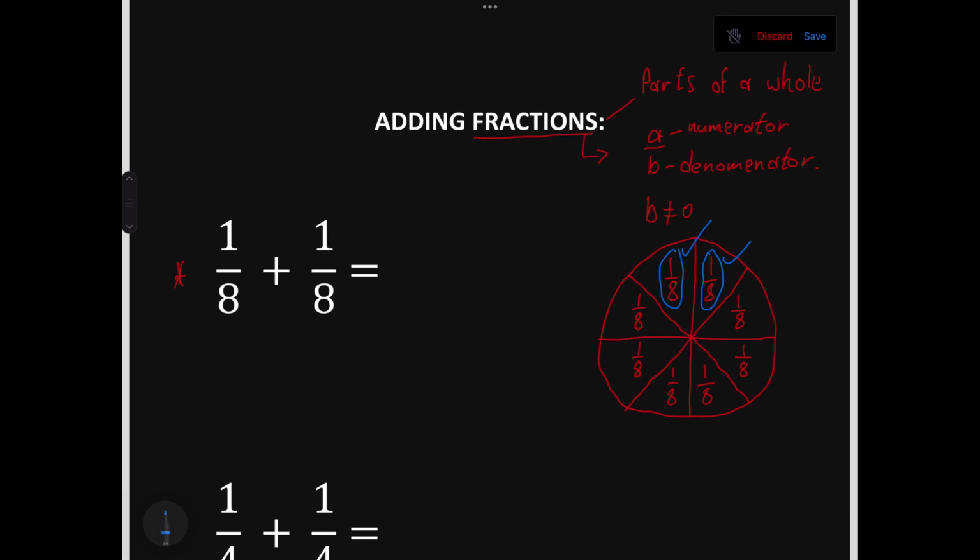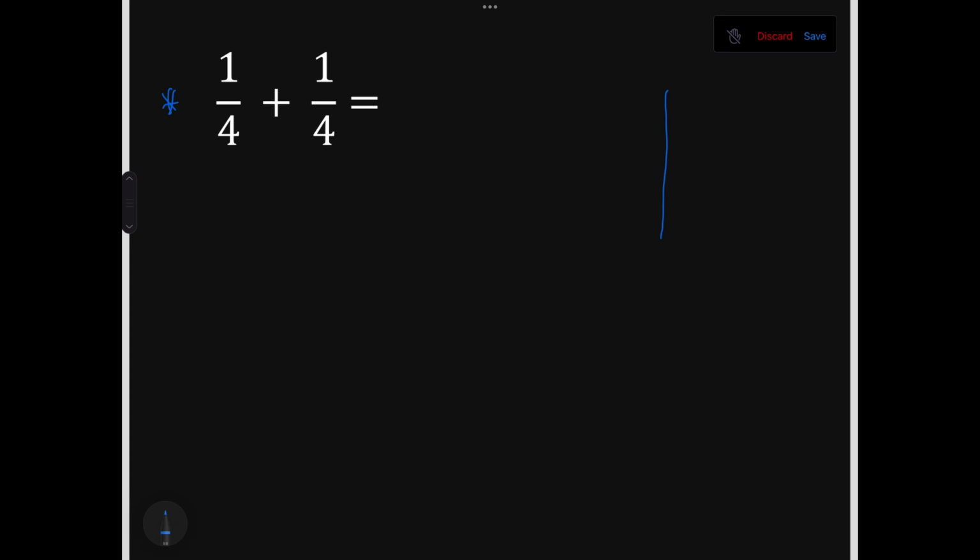In this case, we add the two numbers on top, the numerators, because it's 2 over 8. I want you to note that we are adding the numerators, the numbers on the top, and the numbers at the bottom, the denominators, stay the same. Right, so let's consider the following example. Let's try this one. You can pause the video and do it on your own.